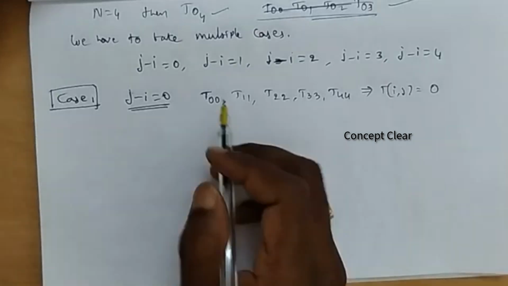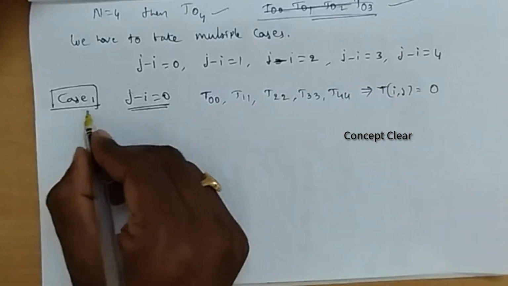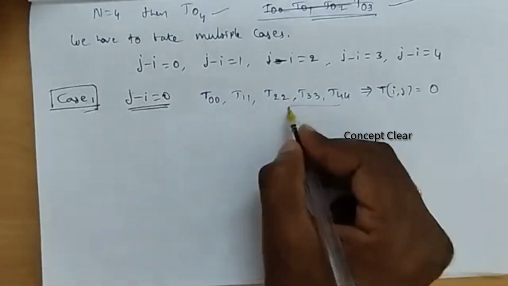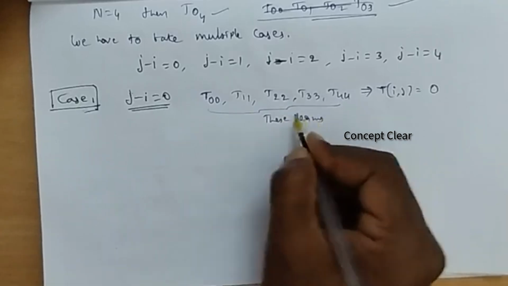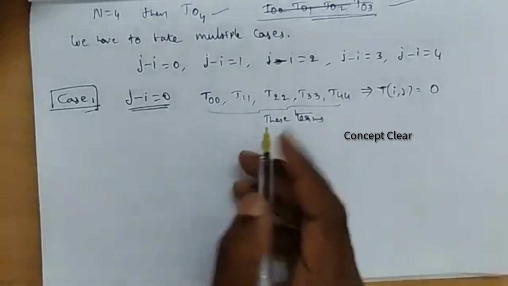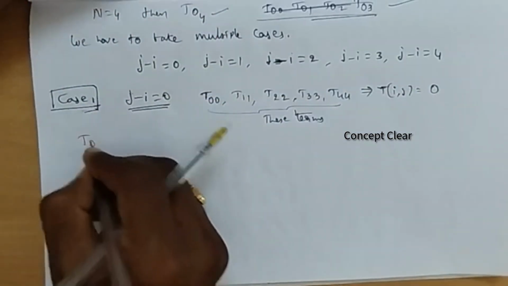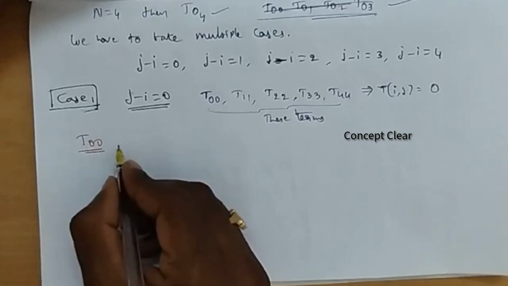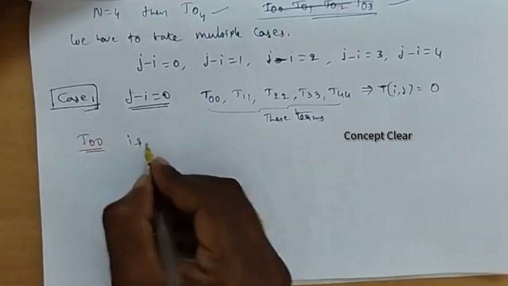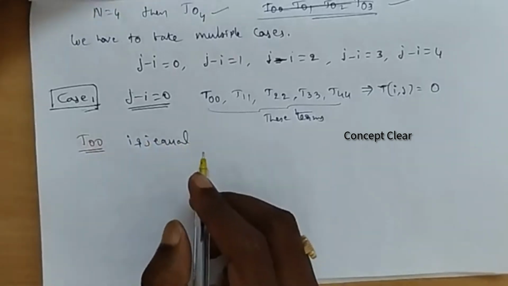Okay, so what I have to do after these 4, in this case 1, is find out these terms' values. Okay, and next, what is the first term here? The first term is T00. We are finding T00. What is T00 here? Here T00 means I and j are equal to each other.